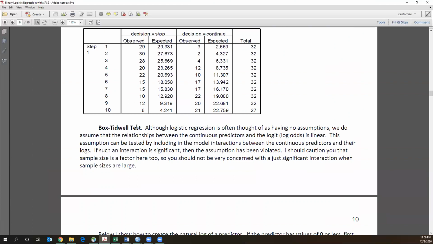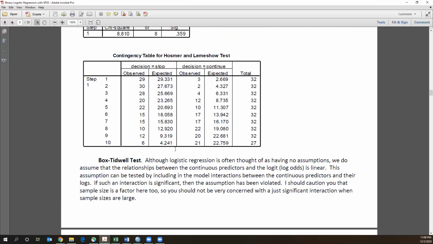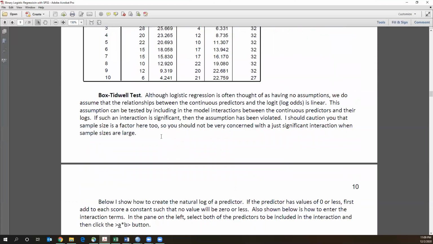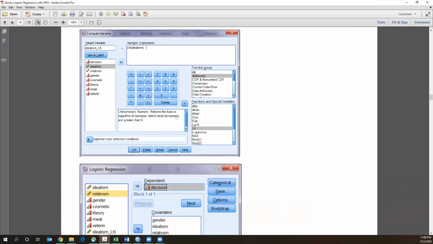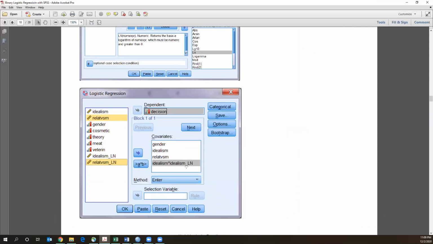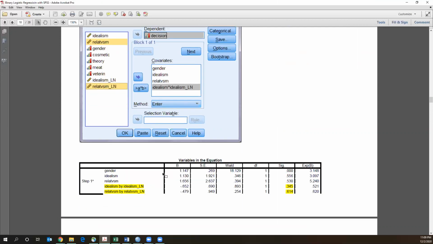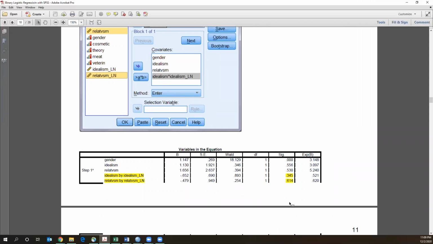All right. And with the Box-Tidwell test, which is another way that you can do it, you can check to see if your model is linear. All right, so here we're creating what's called log predictors. So I want to create a numeric expression for idealism. And it walks you through the process of how to do that. So now I have this combination covariate that's looking at this interaction to see if it is significant. And in this case, it is not.